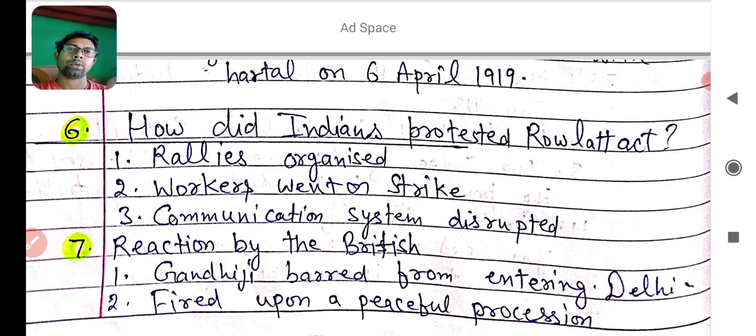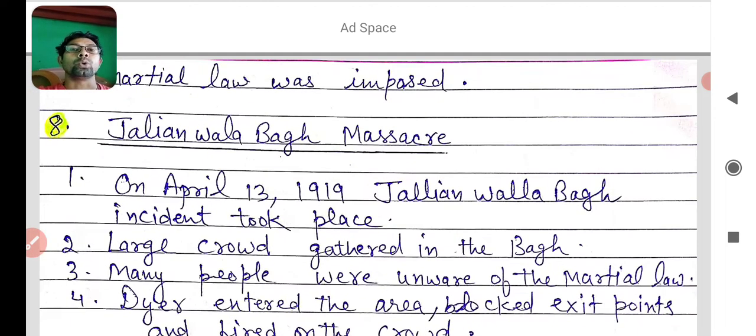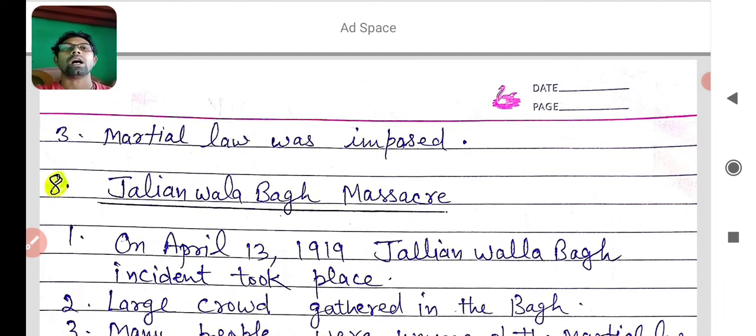And the next point, the British government also announced martial law. It means martial law was imposed. According to martial law, all political activities are banned, which means Indian people are not allowed to gather for a revolt or for a protest. I hope you learned this point. What is martial law?